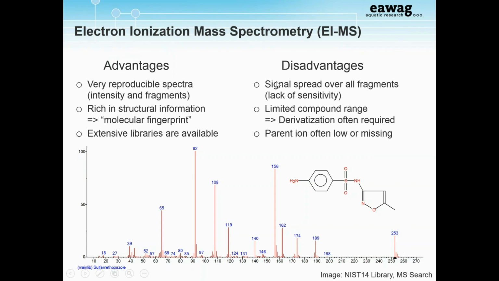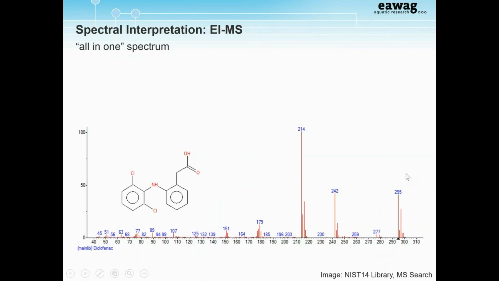Although it's not obvious in this example, around 20 to 40% of EIMS spectra actually have the parent ion low or missing, and this makes retrieving information about the parent molecule quite difficult, so actually estimating the mass of your molecule. You can see here we actually have quite a nice pattern for the parent ion. So EIMS is a very nice all-in-one spectrum. You have all your information on one page.